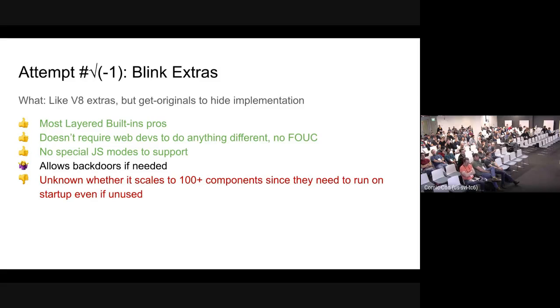It's basically like layered APIs, but without the import statements. If V8 Extras and layered built-in modules had a baby, you'd get BlinkExtras, which is you rely on extracting out the intrinsics you need up front, and you don't require an import statement, but you're still running as unprivileged author code. Sorry, that's not quite right. It allows backdoors. So you don't have any special JavaScript mode. There's nothing special about this code except that it gets to run first. Did I say that right? Close enough?